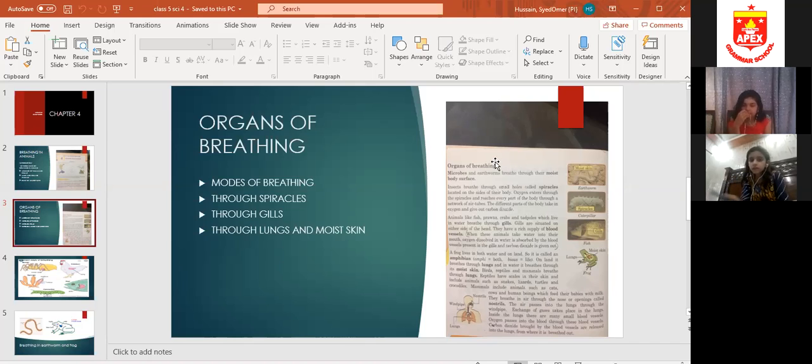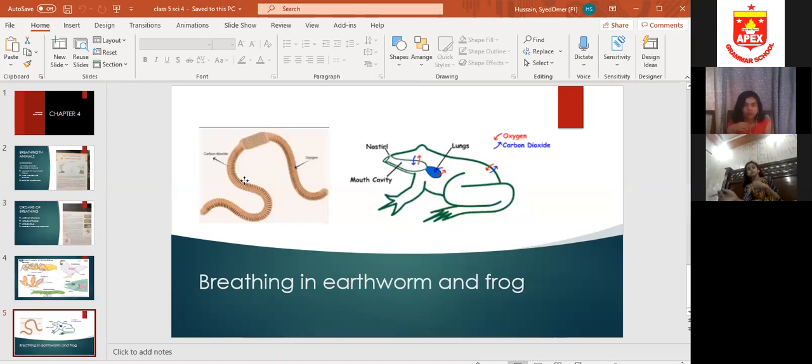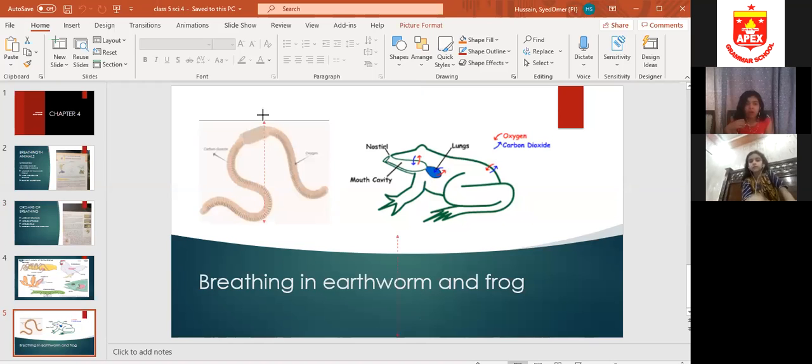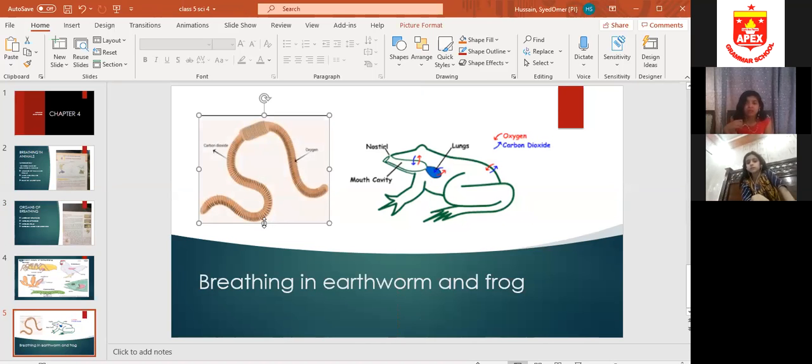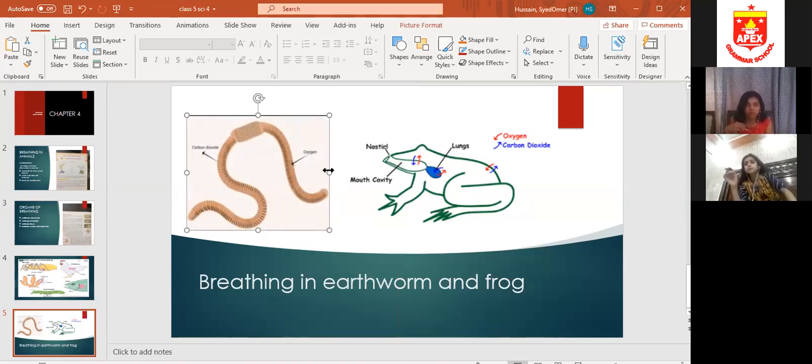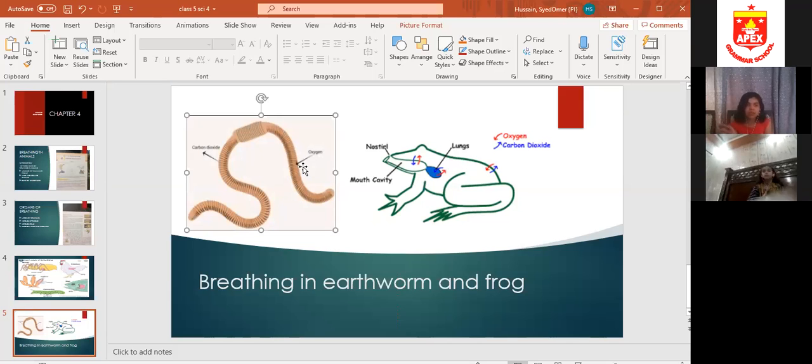Okay, so microbes and earthworms, how do they breathe? हम breathing की बात कर रहे हैं ना. They breathe through their moist body surface. इसके लिए मैं आपको ये picture show करती हूँ. This is the picture of an earthworm. As you can see, this is the picture of an earthworm. Can you see how it is breathing? It breathes through its skin. You can see it in the picture how it is breathing.